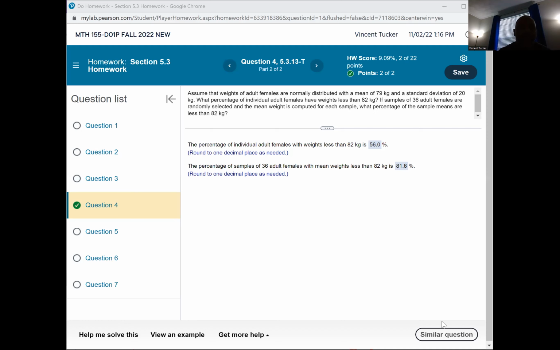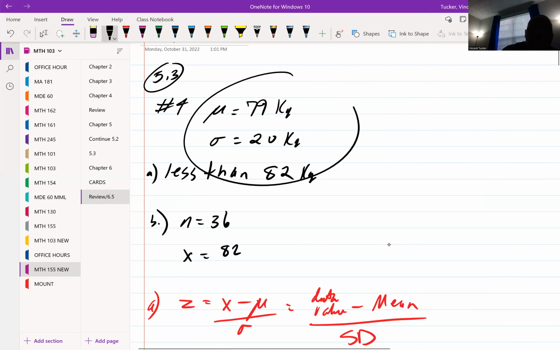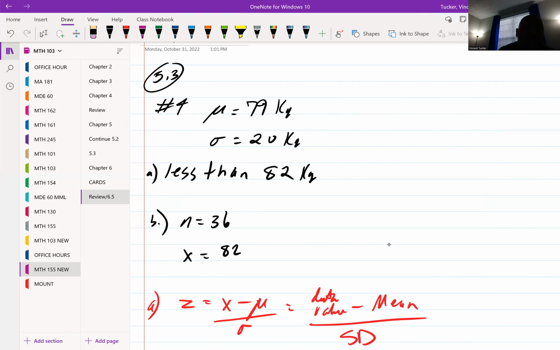So let's go to my notes. I already wrote down the given information. They gave us the mean to be 79 kilograms and a standard deviation of 20 kilograms. And then they wanted us to know about it being less than 82 kilograms for A. And then in B, they gave us a sample. Then they want to know what's the probability that the sample that you pull would have a mean less than 82 kilograms. So let's look at A first.